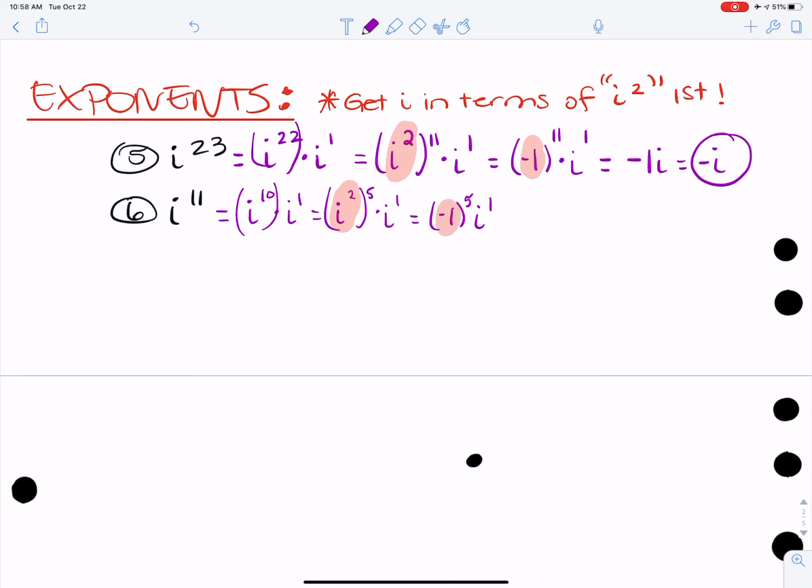And so negative 1 to the odd power, again, is negative 1 times i. I'm going to put my times up there. And negative 1 times i is negative 1.